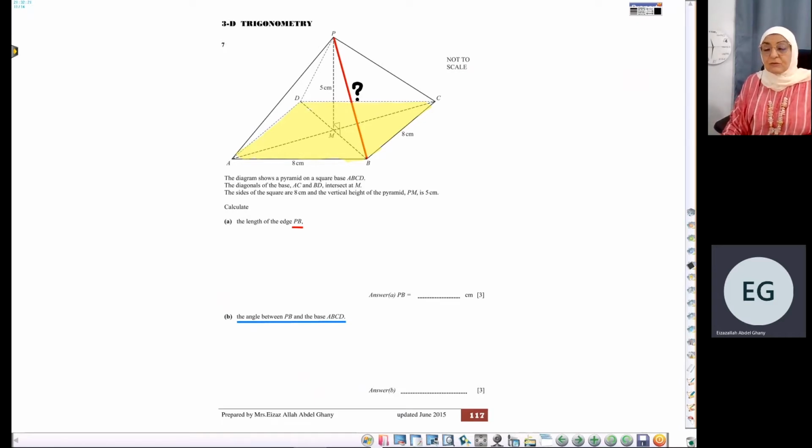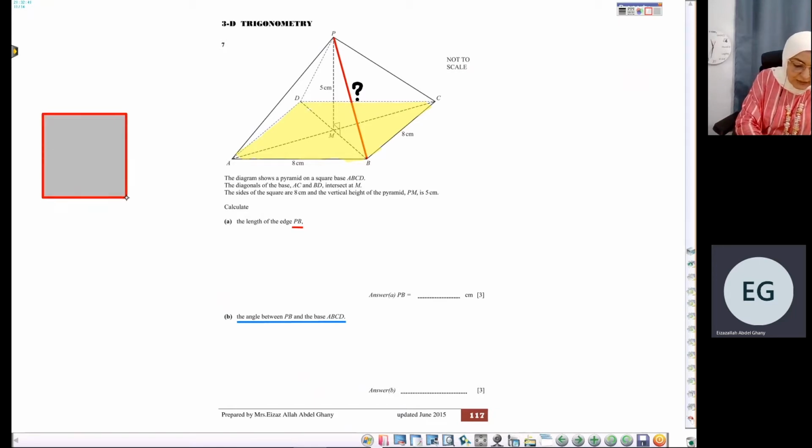And the best method to solve 3D trig is to extract 2D shapes from the 3D shape. This is the best successful method ever. First of all, we have to extract the base. What did you say about the base? We said that the base is a square. Okay, here is the square. And here is its diagonal.